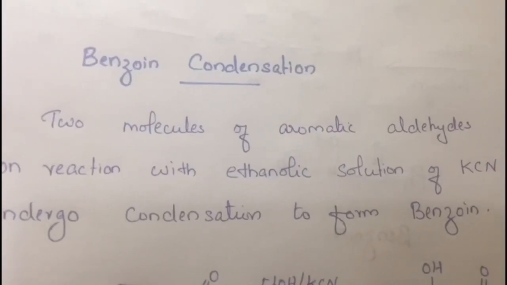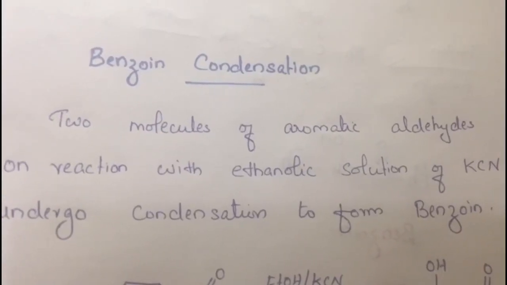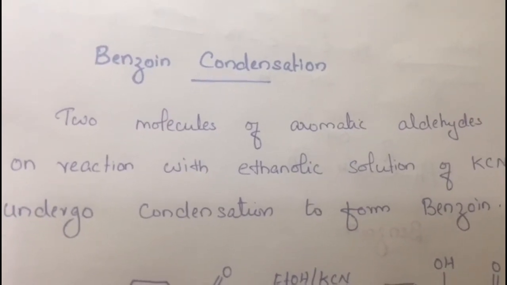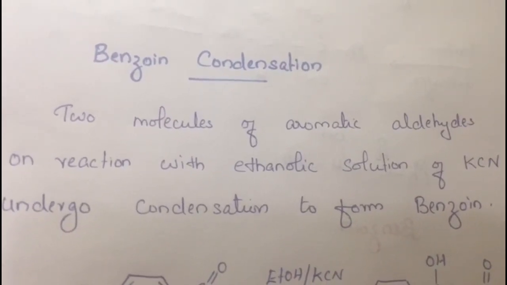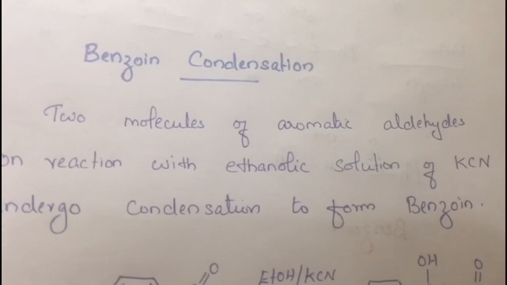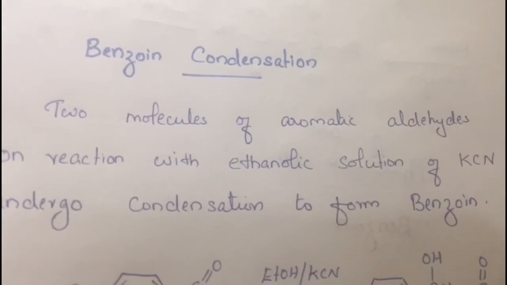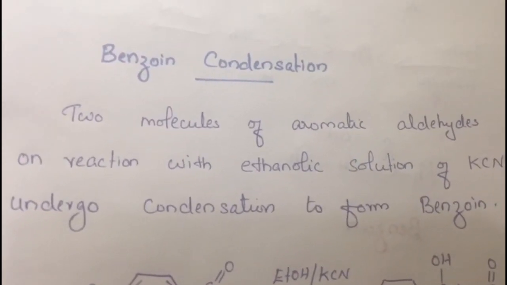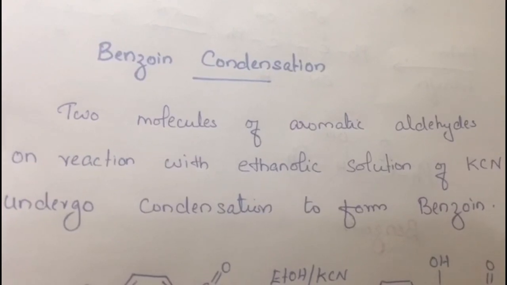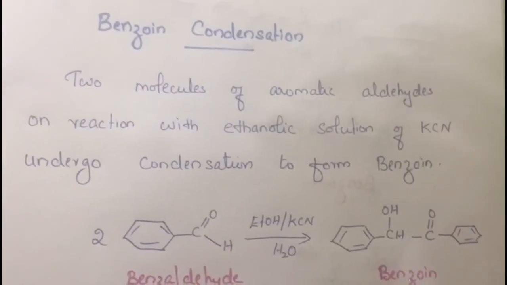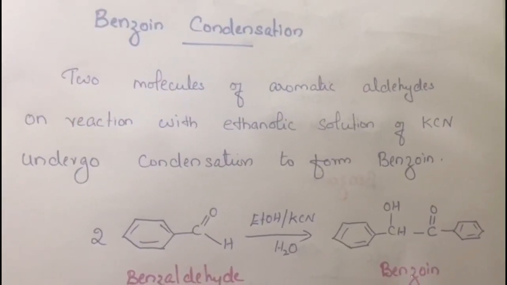Dear students, today we are going to discuss benzoin condensation. Two molecules of aromatic aldehydes, on reaction with an ethanolic solution of potassium cyanide, undergo condensation to form benzoin. We know the general formula of aldehyde is RCHO.